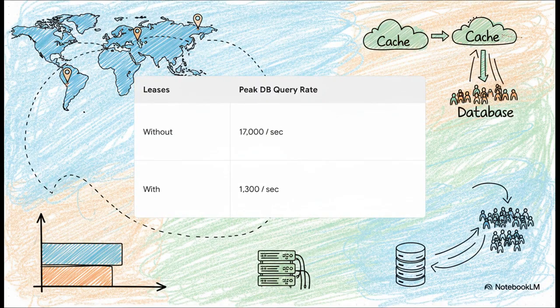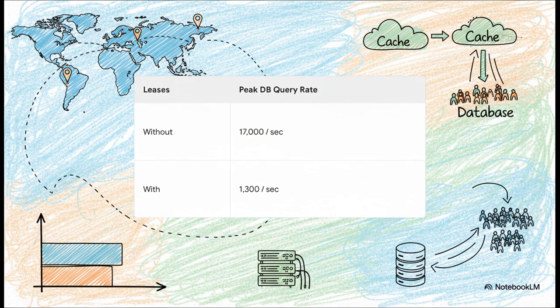And the results? Whoa. Just staggering. Before they had leases, a Thundering Herd could just hammer the database with 17,000 queries a second. With leases, that peak dropped all the way down to 1,300.